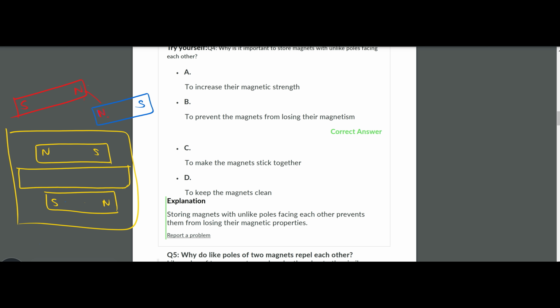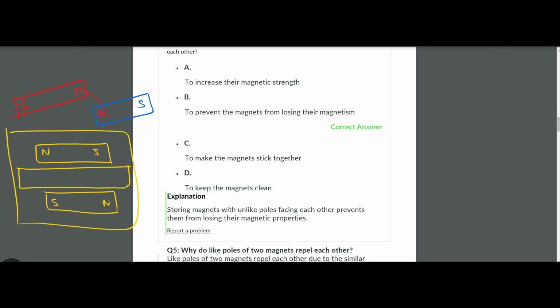Here we have an explanation also. Storing magnets with unlike poles facing each other prevents them from losing their magnetic properties. Is it clear, everyone? Okay, so come to the next question, question number 5.